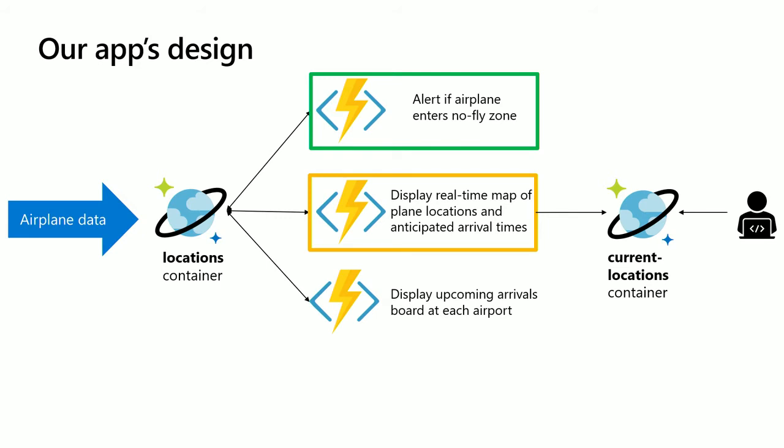So we'll keep going. So the idea here is we built that materialized view in the current locations container, and we'll just call into that directly.